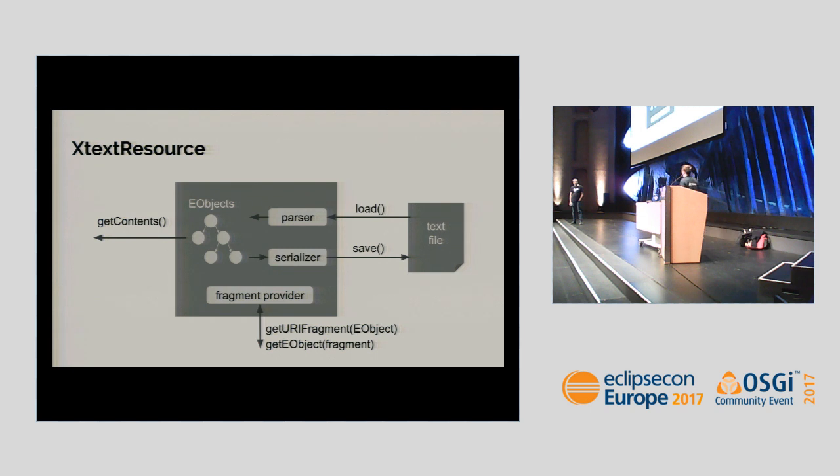And Xtext provides an Xtext resource which, from the Sirius point of view, is just a classical resource. We can load it and get the contents and get the fragments and all this stuff. But behind the scenes, it's actually using the Xtext API and infrastructure to use the grammar, load it and save it using this grammar, which means from a Sirius point of view, it's pretty transparent.